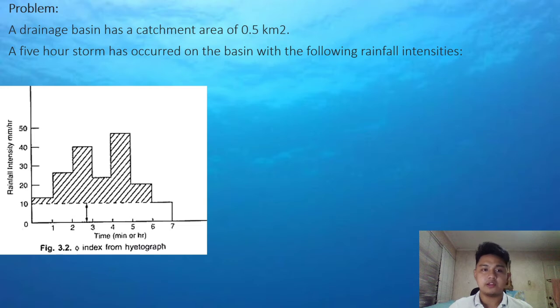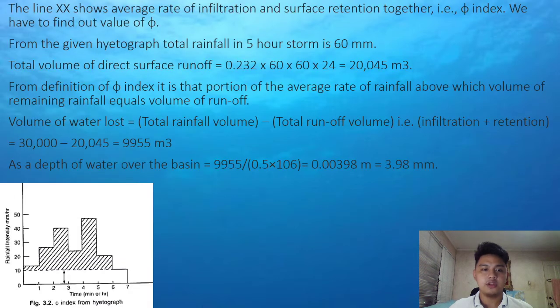So here we have a problem. A drainage basin has a catchment area of 0.5 square kilometer. A 5-hour storm has occurred on the basin with the following rainfall intensities. So in the line of the x-axis, it shows the average rate of infiltration and surface retention. Together with the φ index, we have to find the value of the index.